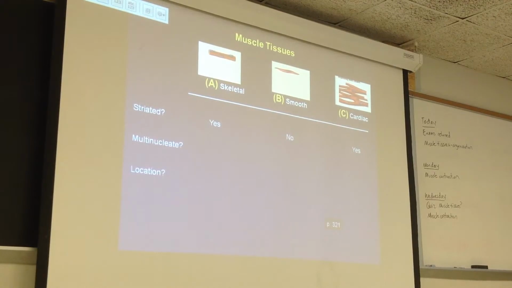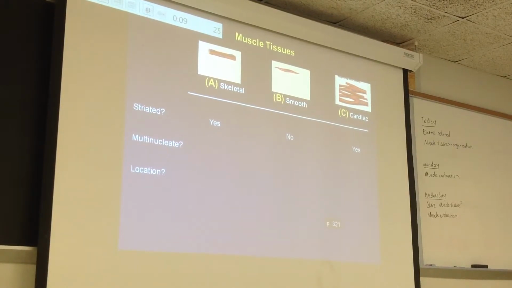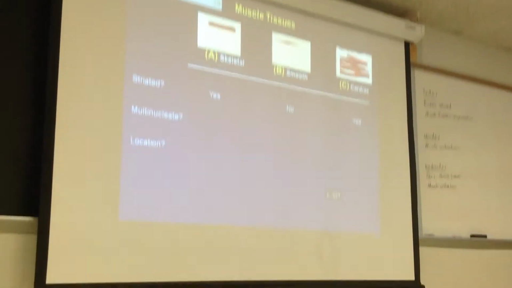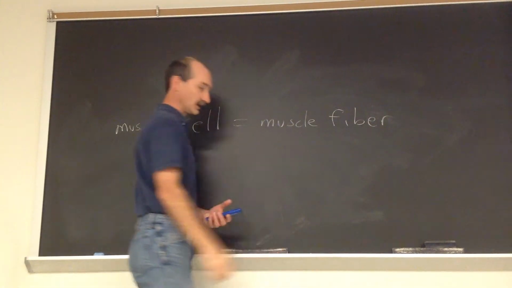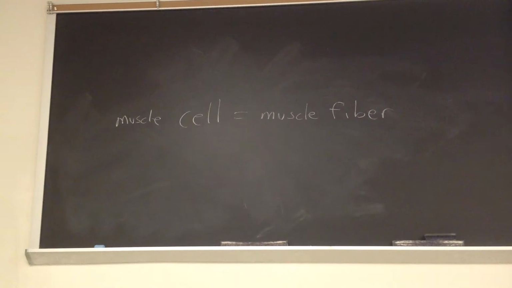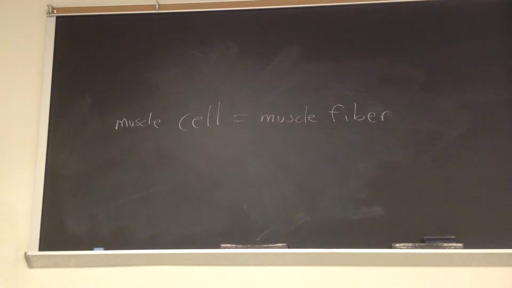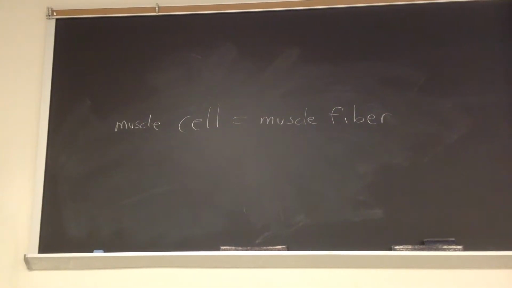Multinucleate. Only one of those is multinucleate. Let's see if you can pick out or remember which one of those is multinucleate. That is, there's more than one nucleus per cell. By the way, while I'm thinking about this and you're thinking, a muscle cell is also called a muscle fiber. That can be a little bit confusing or unfamiliar the first time you've heard it. But the more common term for a muscle cell is a muscle fiber, maybe because of their very unique organization. Okay, which one is multinucleate?